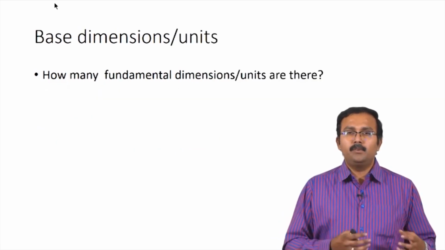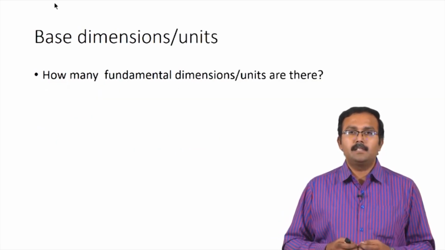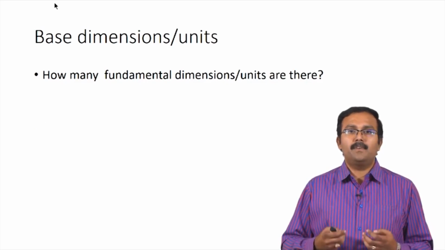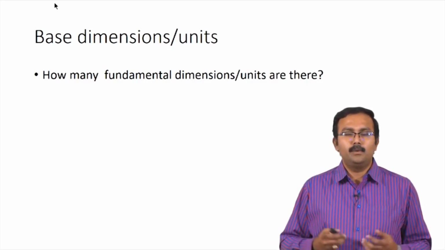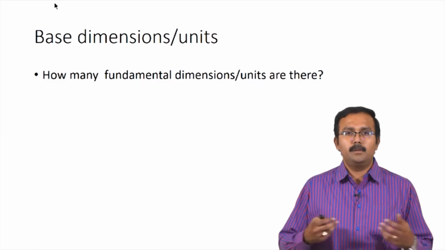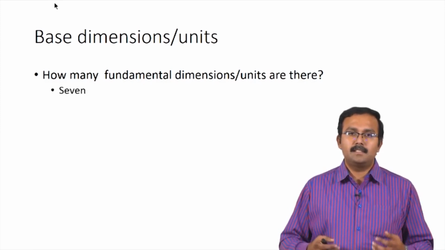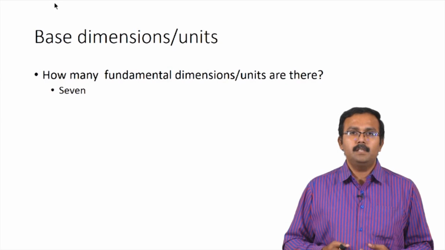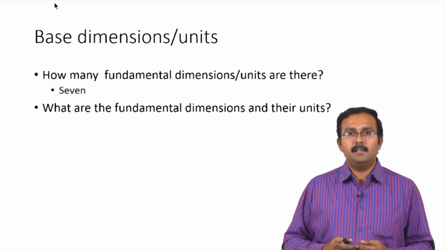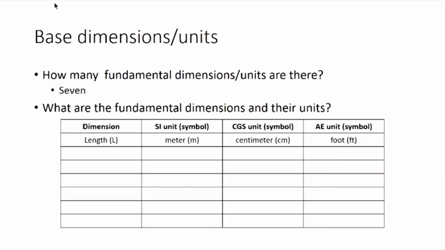So, we said that there are base or fundamental units. How many base or fundamental dimensions and units are there? You would have studied this in your high school and you should be familiar with this already. There are 7 fundamental dimensions or units. What are they, and what are their units? The first fundamental dimension is length. The SI unit for length would be meters, the CGS unit would be centimeters, and the American engineering unit would be foot. Mass is measured as kilograms, grams and pound mass in the 3 systems.